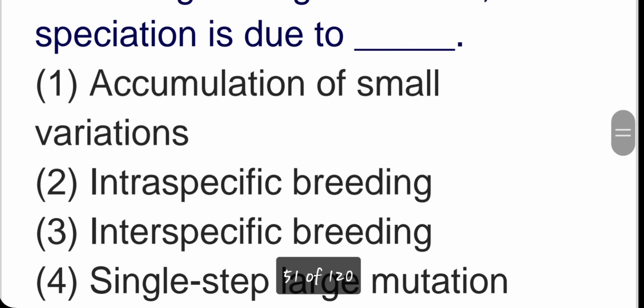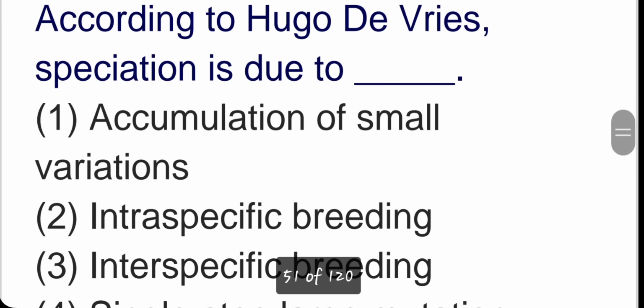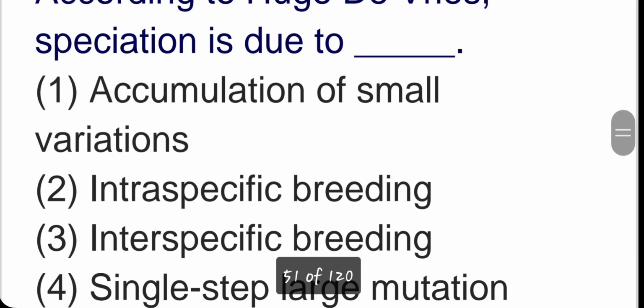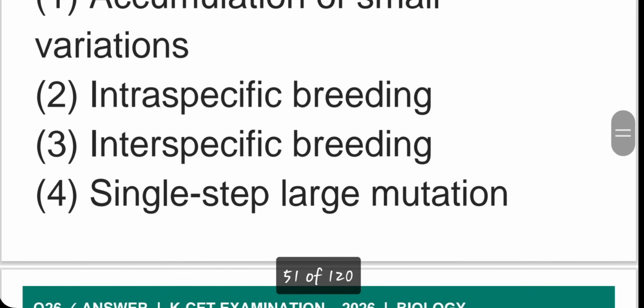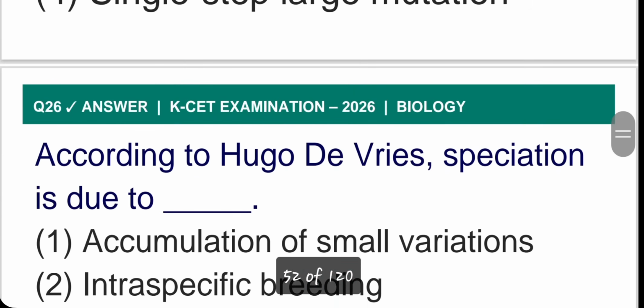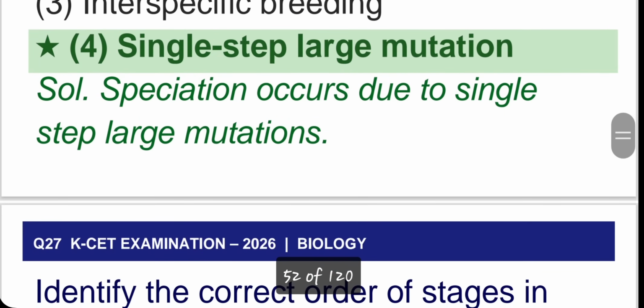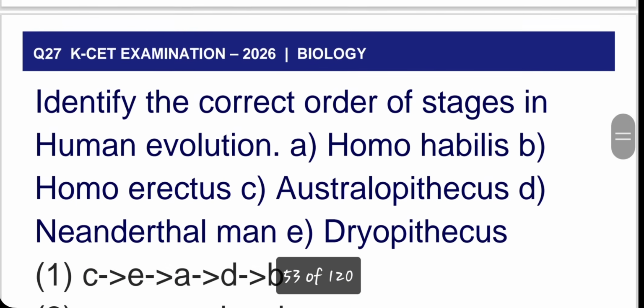According to Hugo de Vries, speciation is by the mutation theory he put forth. Accumulation of small variations, intraspecific breeding, interspecific breeding, single step large mutation, what we call saltation. So the fourth one is the correct answer, single step large mutation. Speciation occurs due to single step large mutation, saltation we call it. So remember that term.